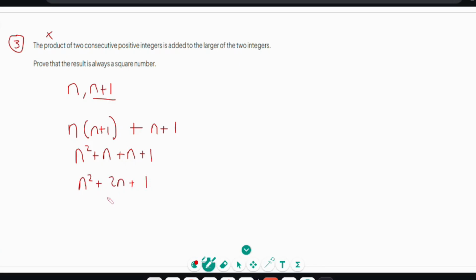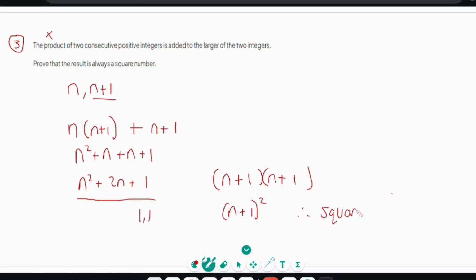Prove that the result is always a square number. So can you write this as a square? So let's factorise it. So we need two numbers that times to get 1 and add to get 2. 1 and 1. So as you can see, this is a square. So therefore, square number.